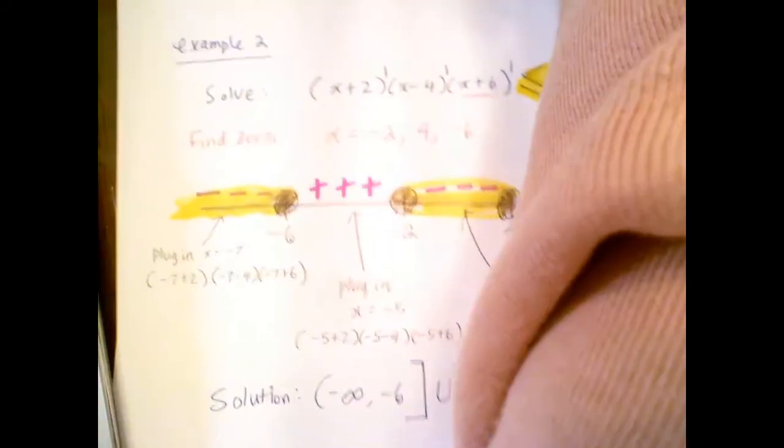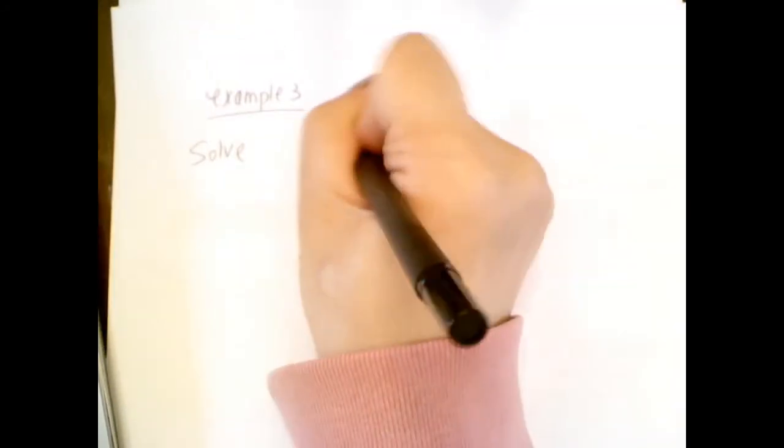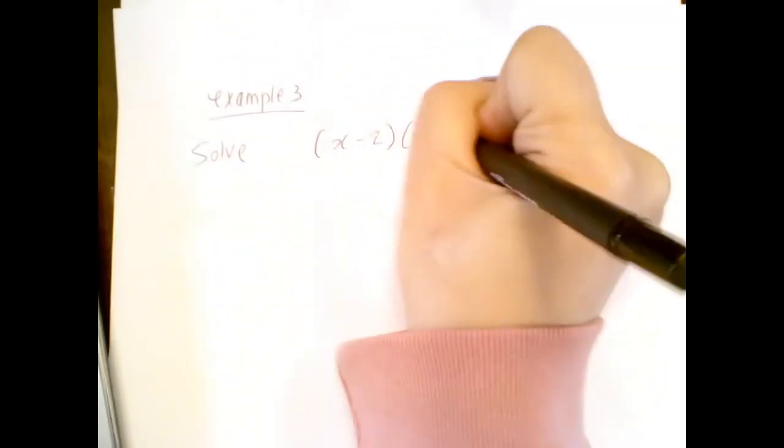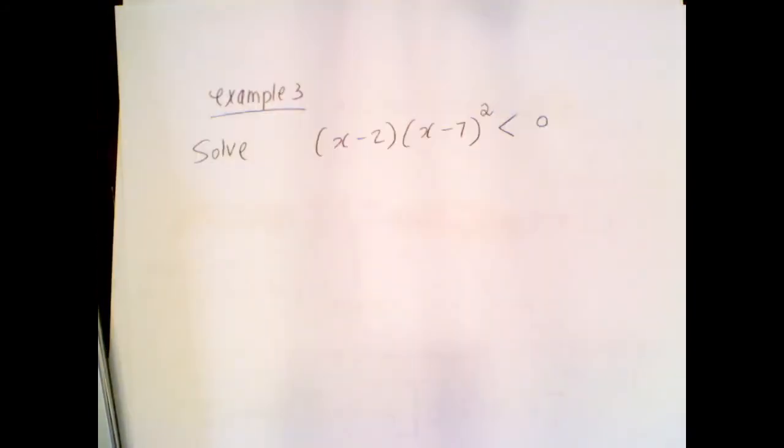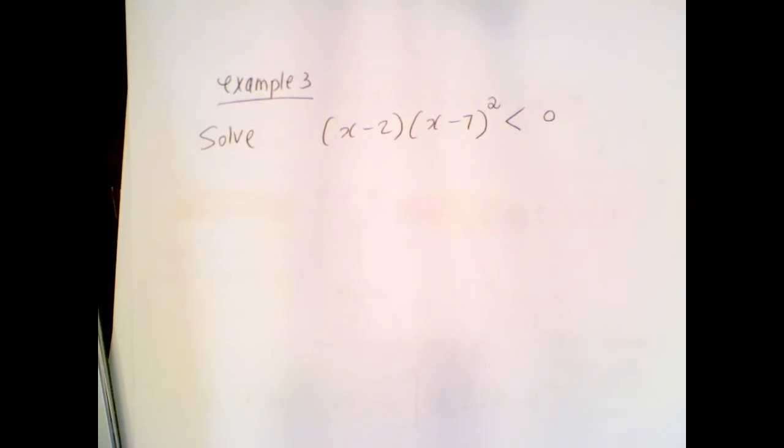Let me get another piece of paper. Number 3. And in this example, again, I will give you a factored form. Solve x minus 2 times x minus 7 squared is less than 0. Okay? So, let's first find the zeros. What are the zeros?